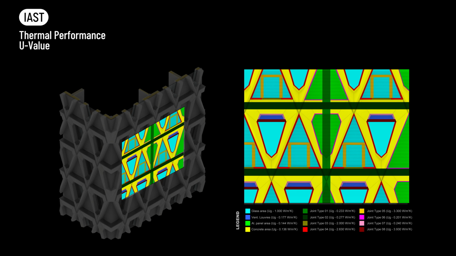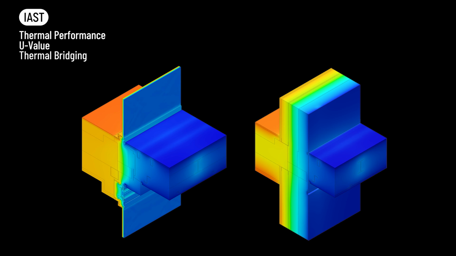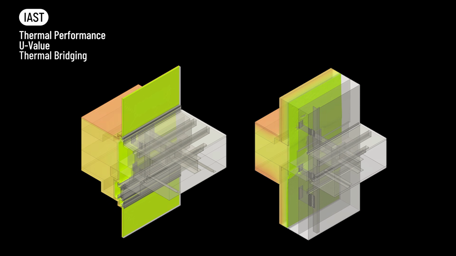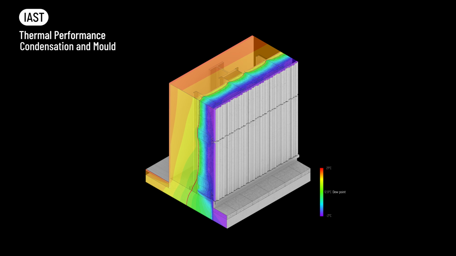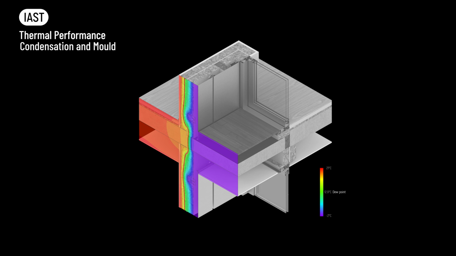Building upon the knowledge acquired about types and parts of facades and material science, we delve into the thermal performance section. In tutorials on U-value and thermal bridging, we explore methods of evaluating thermal performance and strategies for its improvement. We also discuss the risk of condensation and mold growth and how to analyze and mitigate these risks.